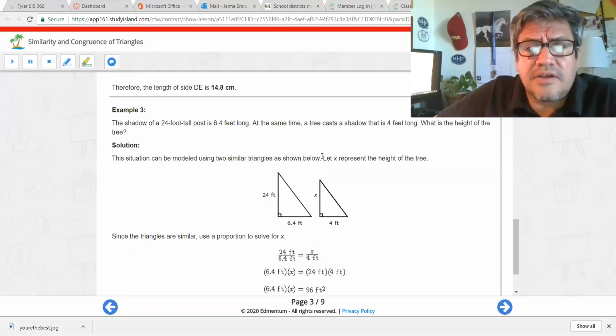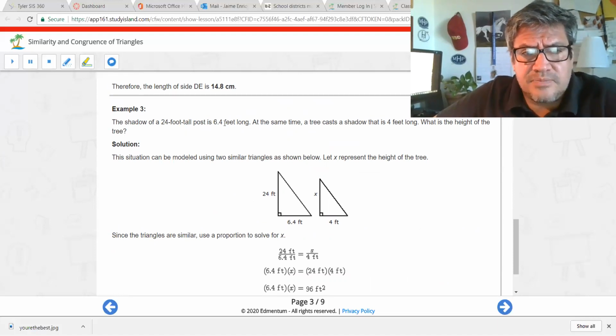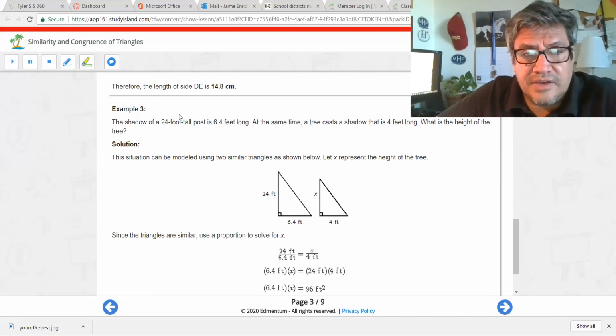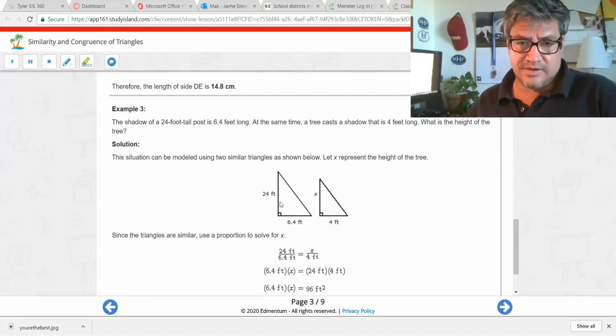Example number 3. The shadow of a 24-foot tall post is 6.4 feet long. At the same time, a tree casts a shadow that is 4 feet long. What is the height of the tree? This is all about proportions. So they use the height of the post and the length of its shadow, and then the height of the tree over the length of the shadow of the tree.